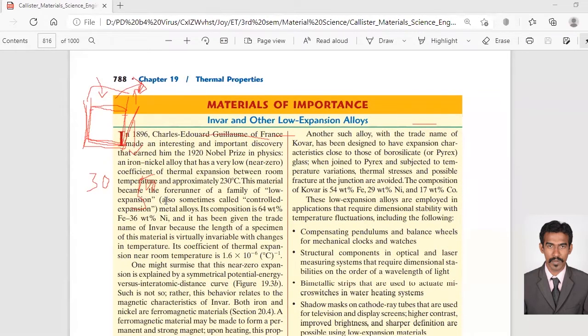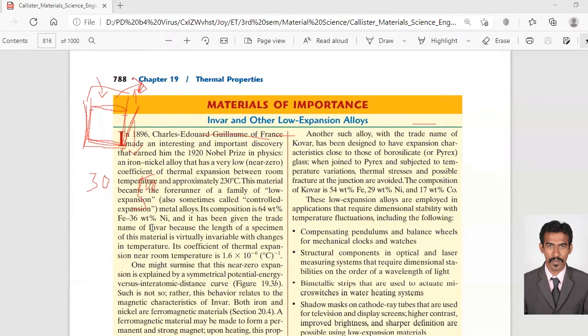This material became the forerunner of a family of low expansion, also sometimes called controlled expansion, metal alloys. So he made it as a low expansion alloy. This would be the first foundation for that. Its composition is 64% Fe and 36 weight percent nickel. So in that composition, 64% by weight is iron and 36% by weight is nickel.